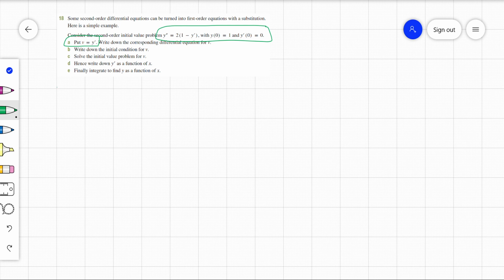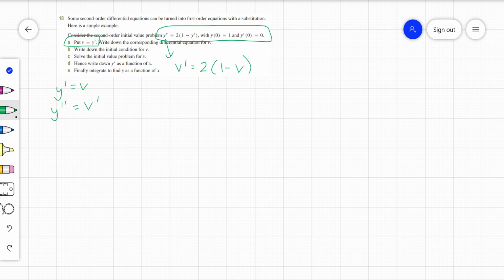So if v equals y dash, or if y dash equals v, then y double dash, we're just differentiating v with respect to whatever that may be. So that's just going to be v dash. So if we look here, v dash is equal to 2 lots of 1 minus, and y dash is v.